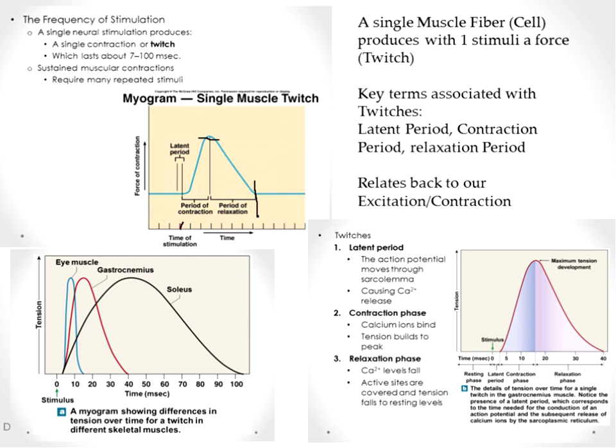The muscles from the gastrocnemius, the nice big head of the calf, that muscle has a 0.2 millisecond latent period, but it produced a twitch, a force production, and it took 40 milliseconds. So it's a little longer.